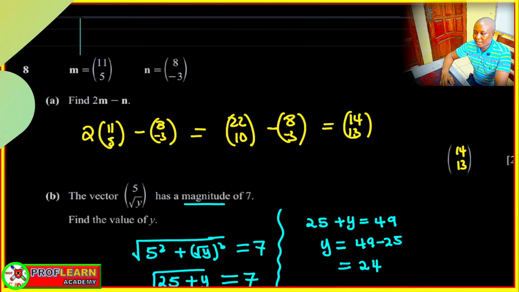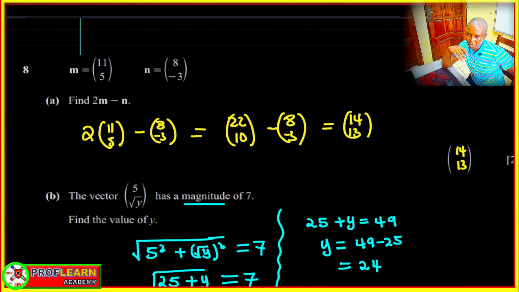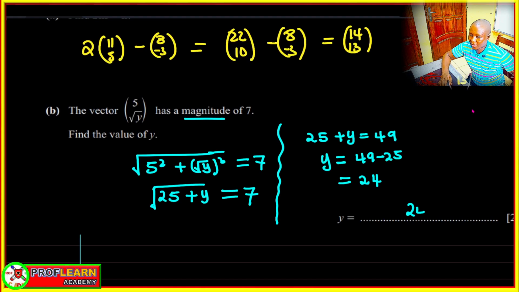All right, so moving to the next part here, you can see we are given a question to do with simple vectors, areas that you will also be asked to work out in paper 2. And in that case, we are told 2m minus n. And you can see 2 times 11 will be 22. At the same time, if you observe here, 2 times 5 will be 10. And then you can subtract the two. We shall have our answer as shown there.